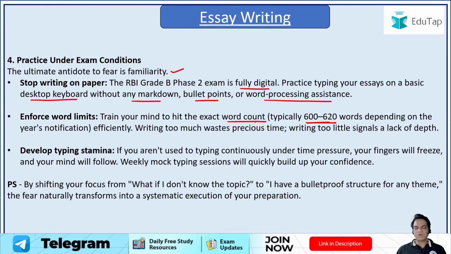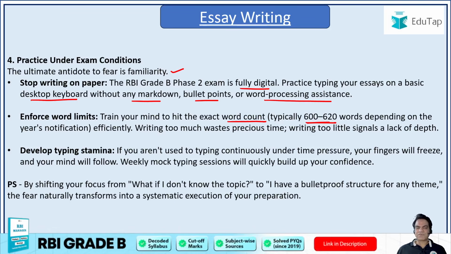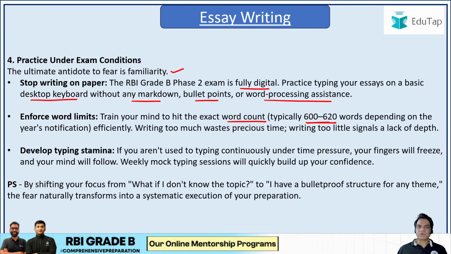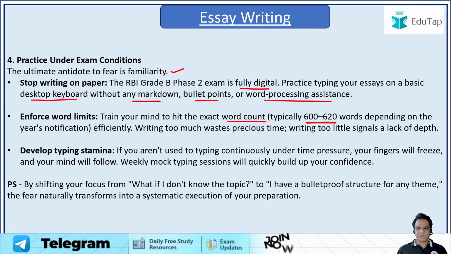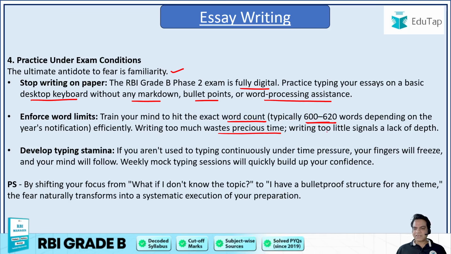How do you do that? Count your average number of words. For example, let's say you're writing 15 words on average for every sentence. So that means you have to write 40 sentences in your essay. And let's say you are making 8 paragraphs in your essay. So that means 5 sentences for every paragraph. That makes it 40 sentences, right? So this is how you control your word limit in your exam. So train your mind to hit the exact word count, which is 600 to 620 words, efficiently. Writing too much wastes precious time, and writing too little signals a lack of depth in your answers.